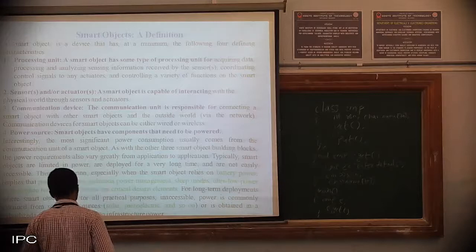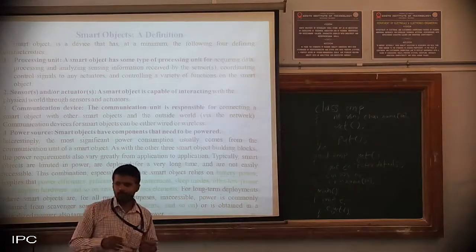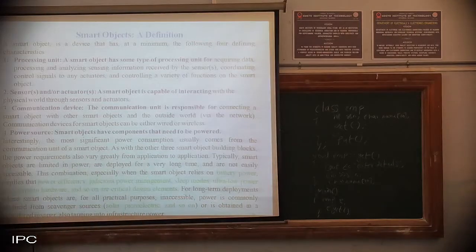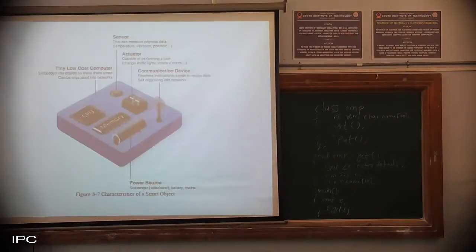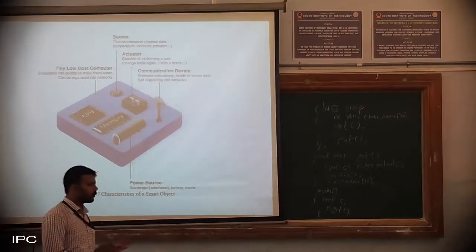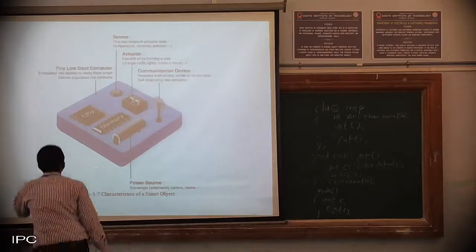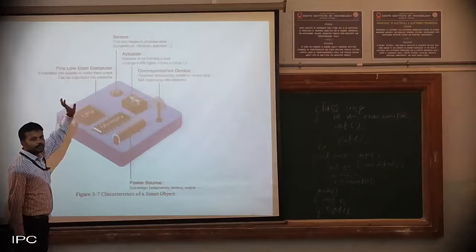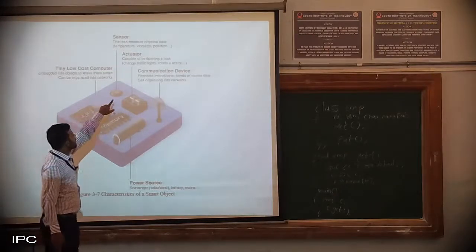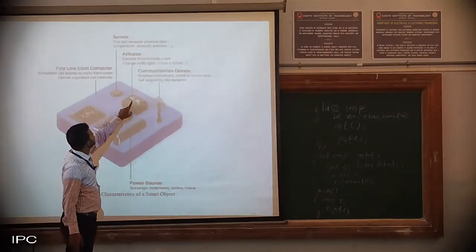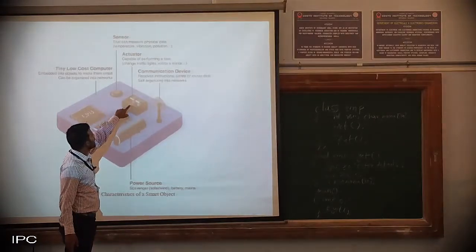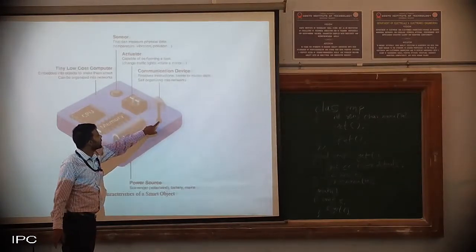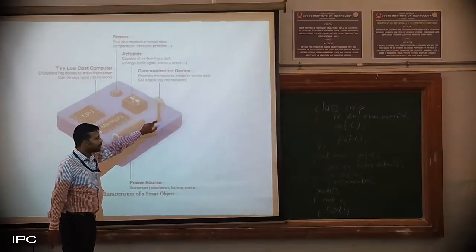So we can use solar or batteries, or any other sources, or our regular power supply for this purpose. And this is one overall view of the smart object. Here the CPU is the processing unit. Here this is the sensor, this is the actuator. Then the communication antenna is there. This is for the communication unit.